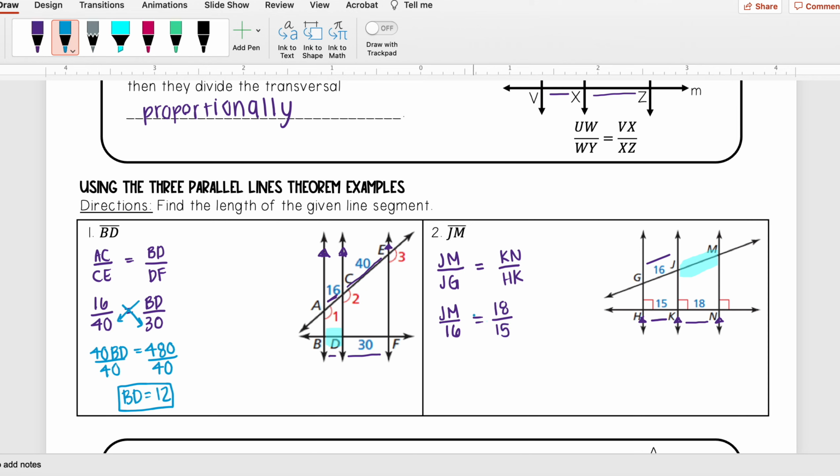And now I can go ahead and cross multiply. So JM times 15, I get 15 JM. It's equal to 16 times 18, which is 288. Divide both sides by 15. And I get that JM is equal to 19.2.